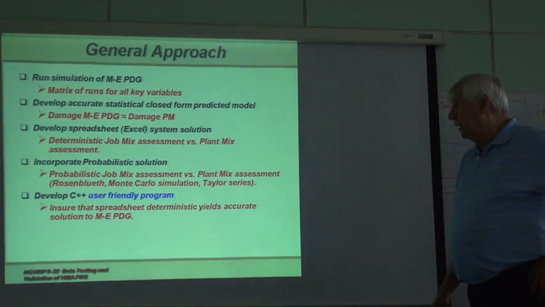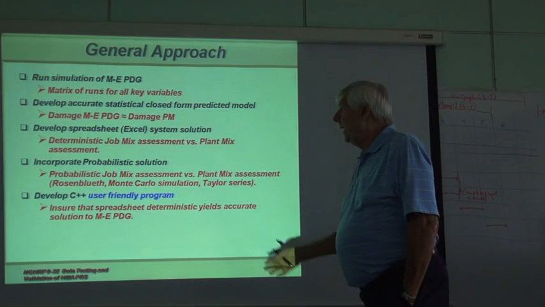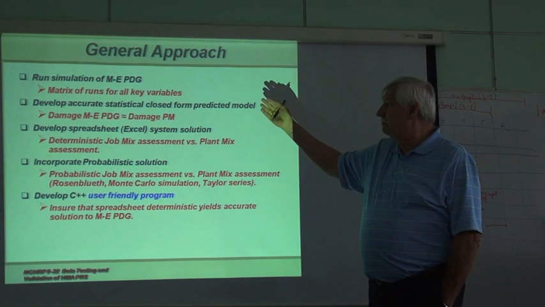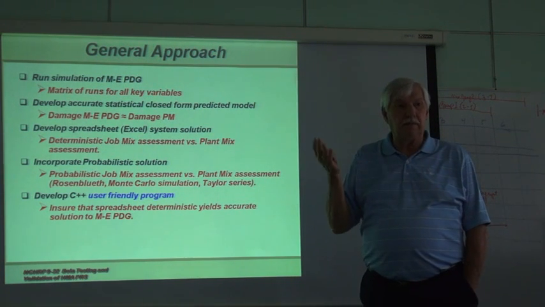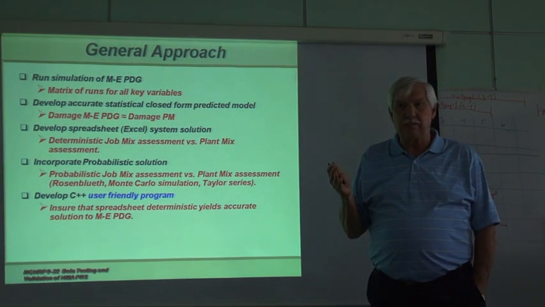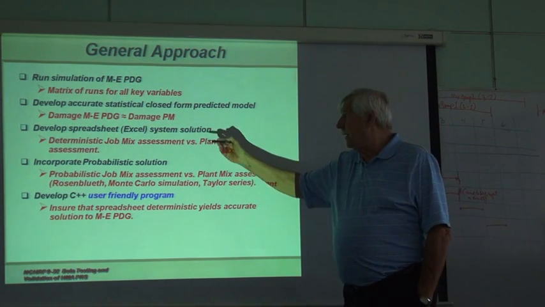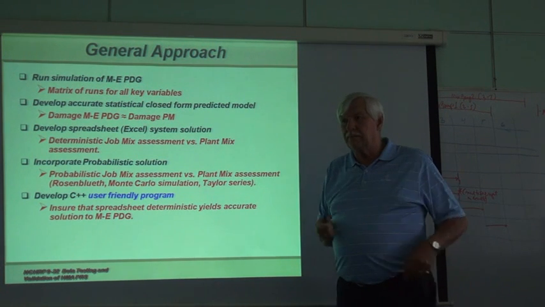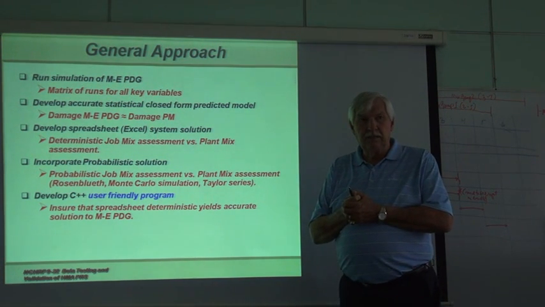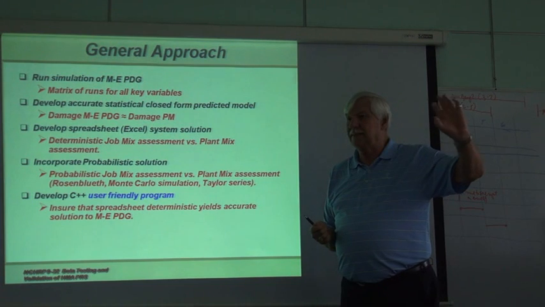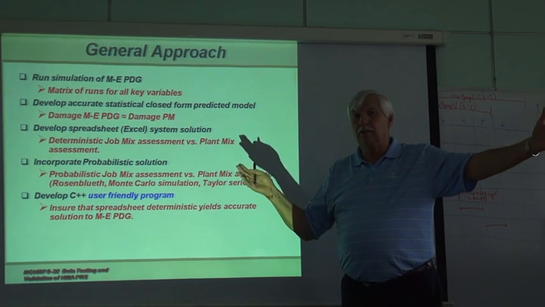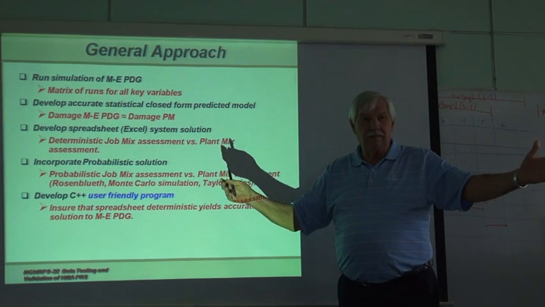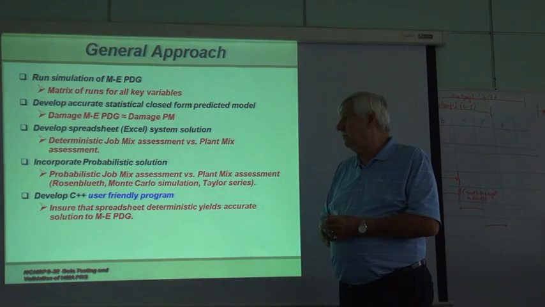So what alternative did we take? What we had to do here is to see if we couldn't take a matrix of runs of all the key variables in the MEPDG, and then from that, try to develop some accurate statistical closed form predictive equation. In other words, if we come up with a simple closed form equation solution that predicts fatigue, or predicts rutting, or thermal cracking, that would be fun.